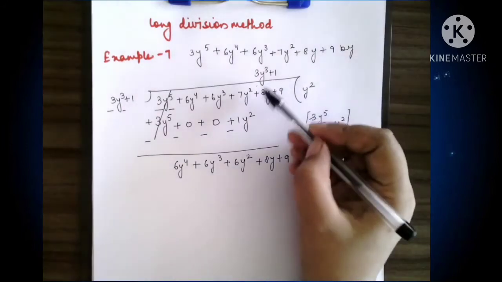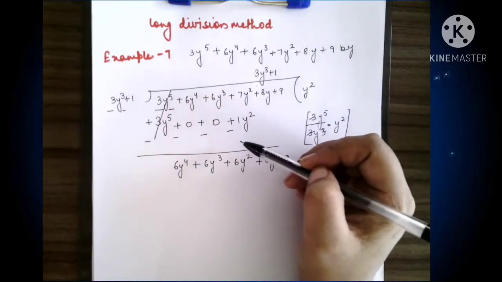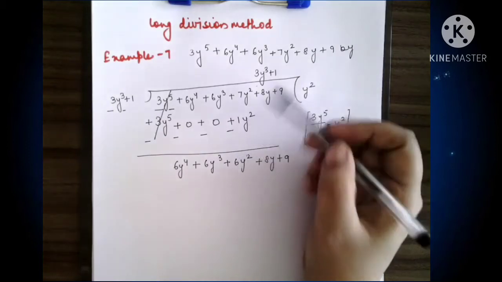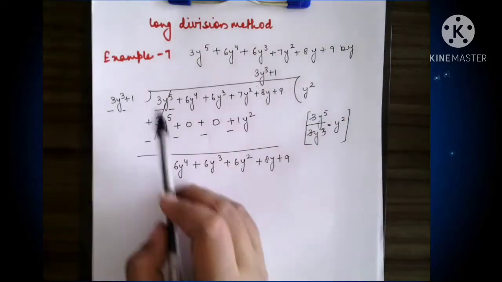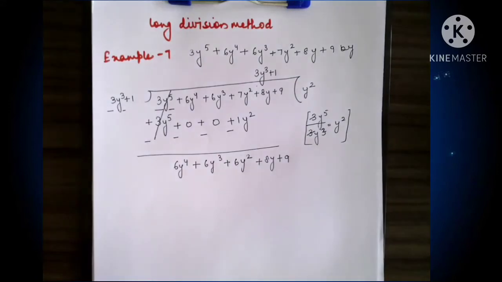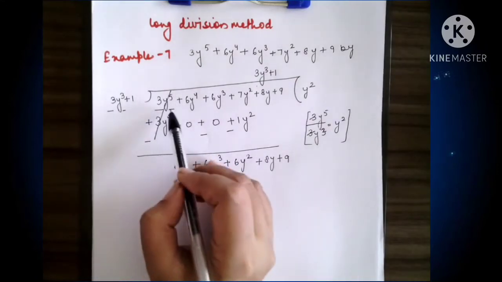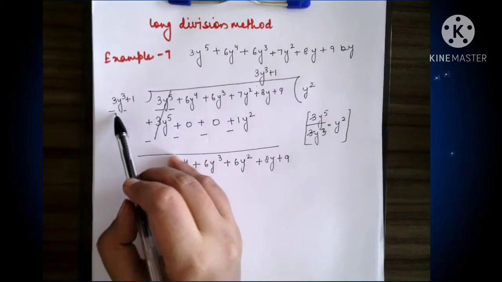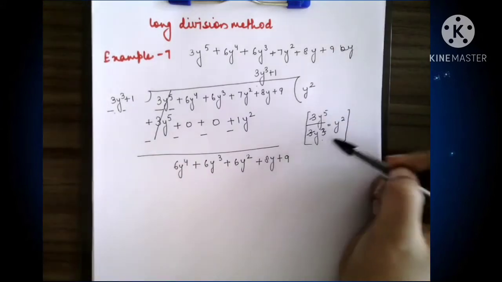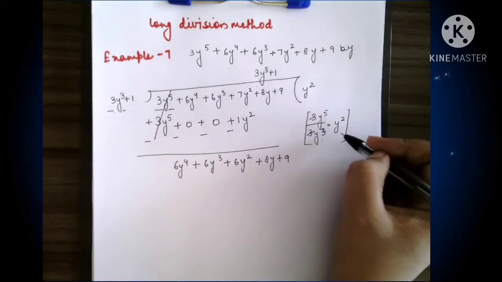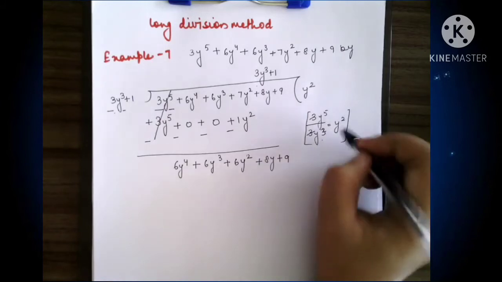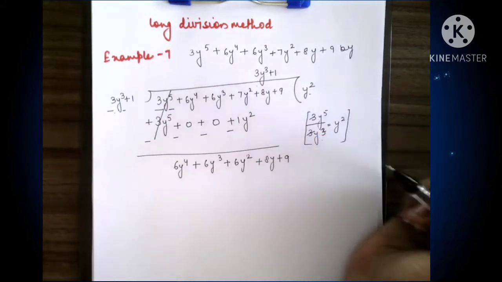Whatever steps we have done here, the same we have to proceed here. So very first I am recalling what we did. We have to underline the first term of your dividend. Then you have to divide the first term of the dividend by the first term of the divisor. आपने जब divide किया, you get y square. After division, this is the first term of your quotient. We write it here, it is y square.